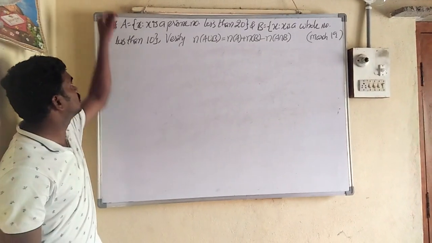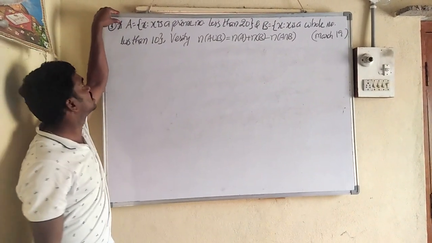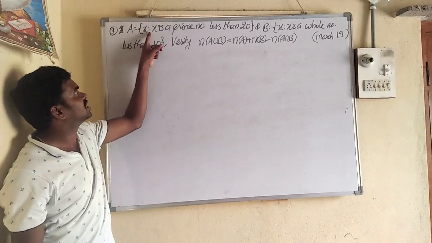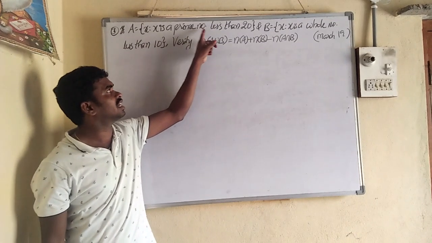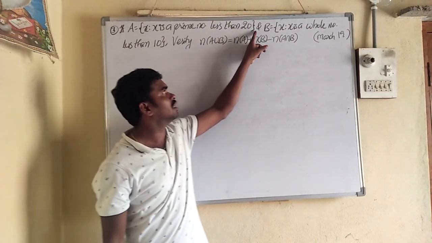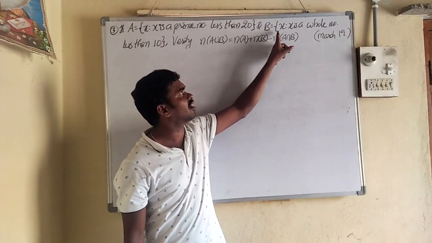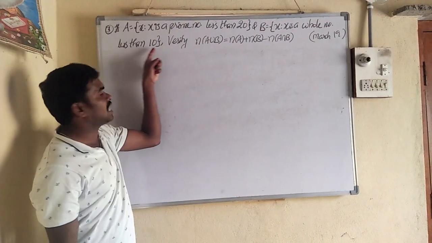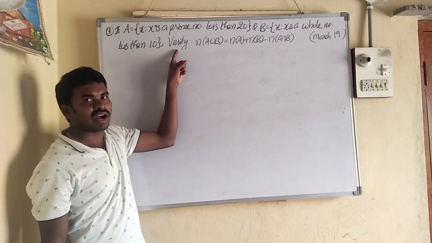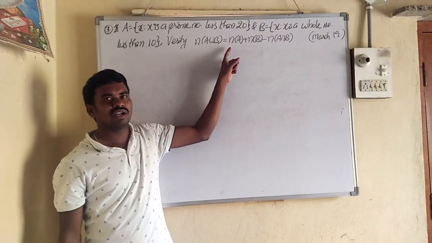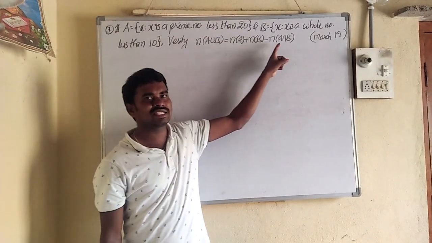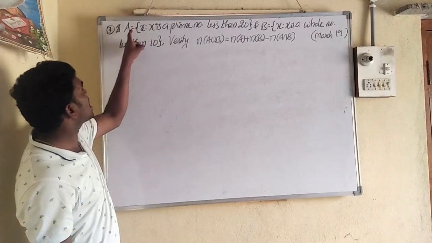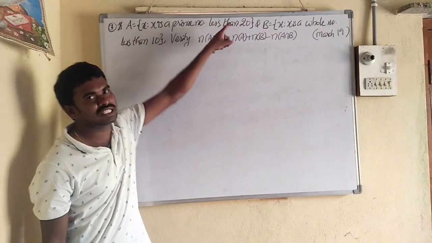Okay. So next, third question: if A equals the set of x such that x is a prime number less than 20, and capital B is equal to the set of x such that x is a whole number less than 10, verify that n of A union B is equal to n of A plus n of B minus n of A intersection B. So before that, first, A is given that x is a prime number less than 20.